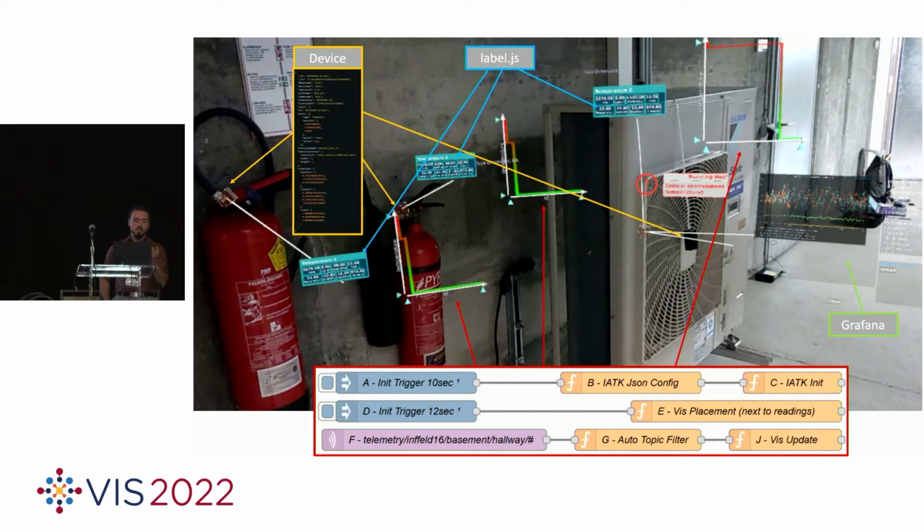To get some HTML or similar information into it, we can use plain JavaScript if we decide to, and generate these labels with its leader lines. And additionally, we can use tools like Grafana to represent historic data.